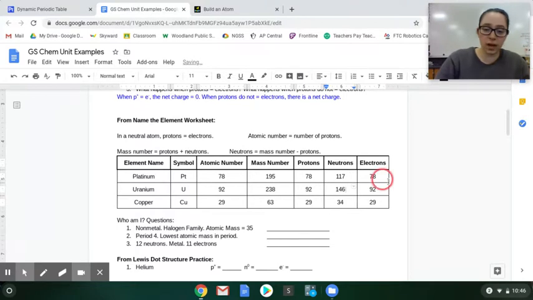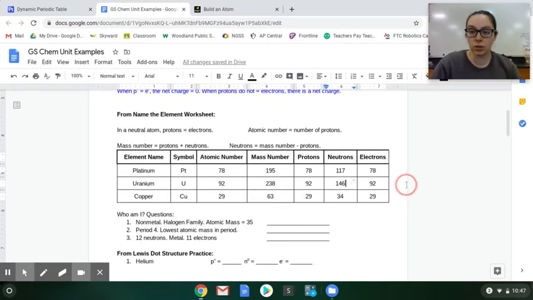And there you have it. That's how you fill out that giant table that I gave you, I think, during week 2, week 3, one of those. Now, there's a second part to this Name the Element worksheet, and that is the who am I questions. You had a bunch of questions that was inside of a question mark, and you had to identify what each of the element was. Again, these are the most commonly missed ones that people ran into that I want to double check.